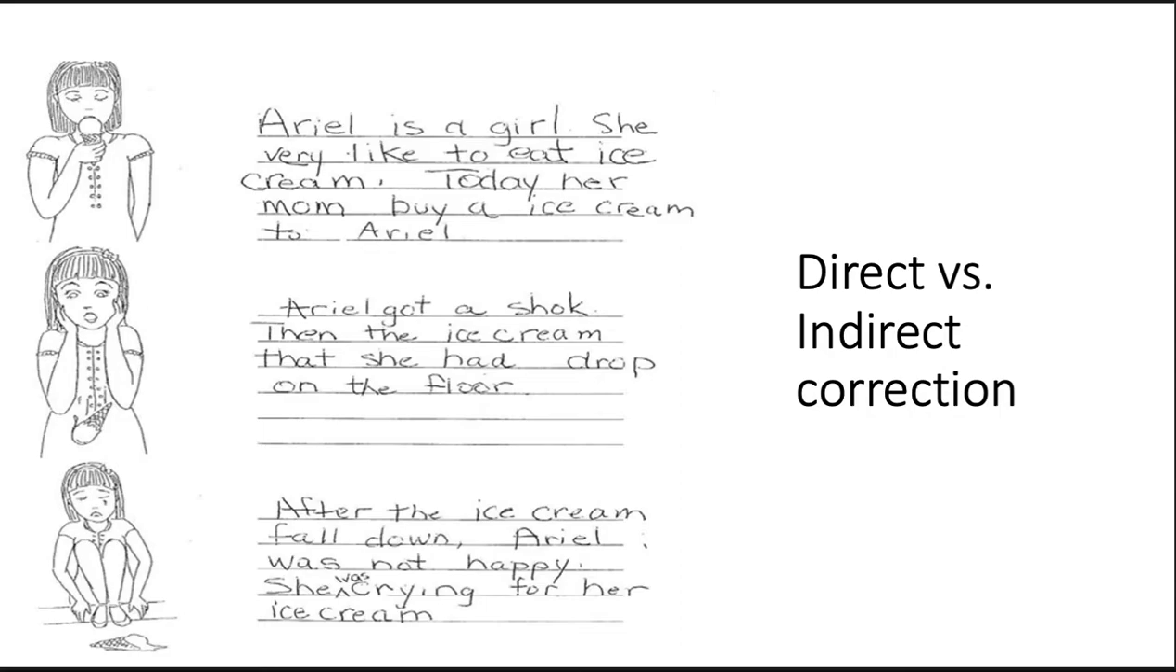All right, going back to Ariel and the ice cream. How did you correct it? Did you correct the mistakes by crossing it out and writing the correct form? If you did, this is called direct correction. Perhaps you simply circled or highlighted the mistakes you found. Well, this is called indirect correction. Can you see the difference? Why might you use one strategy over another?